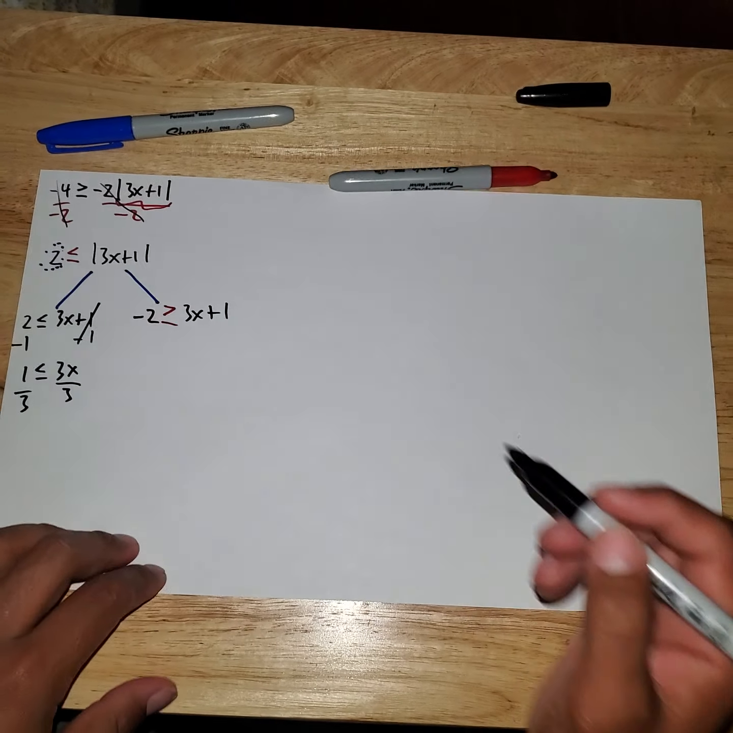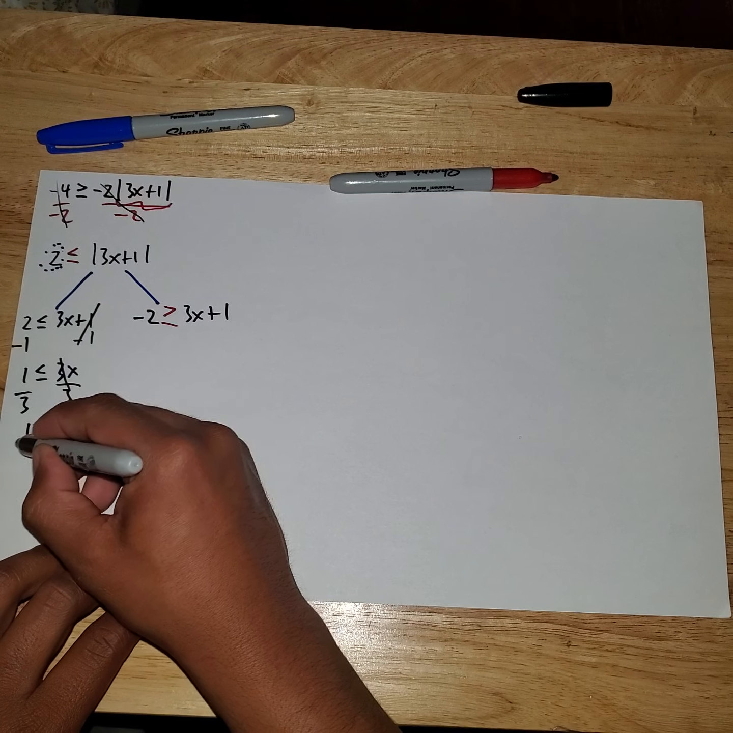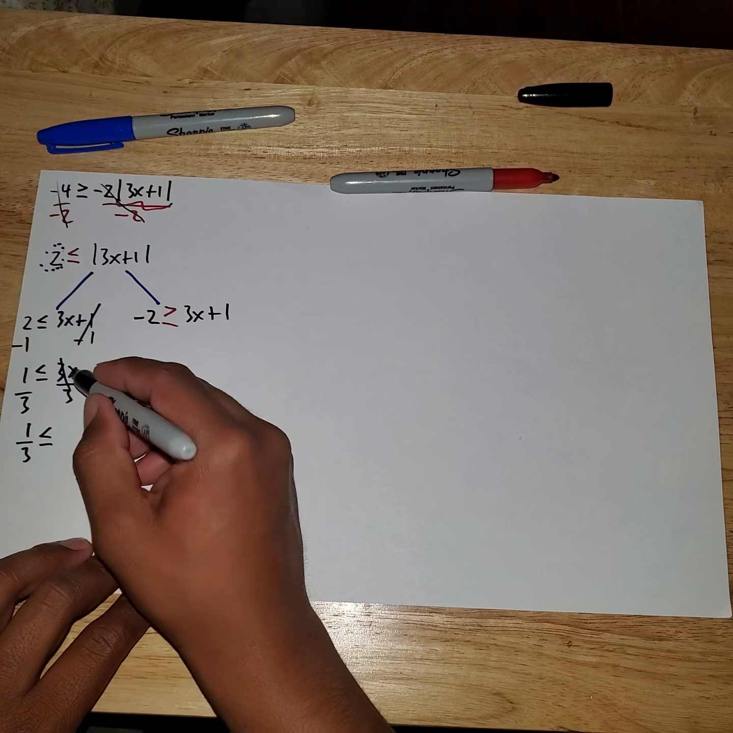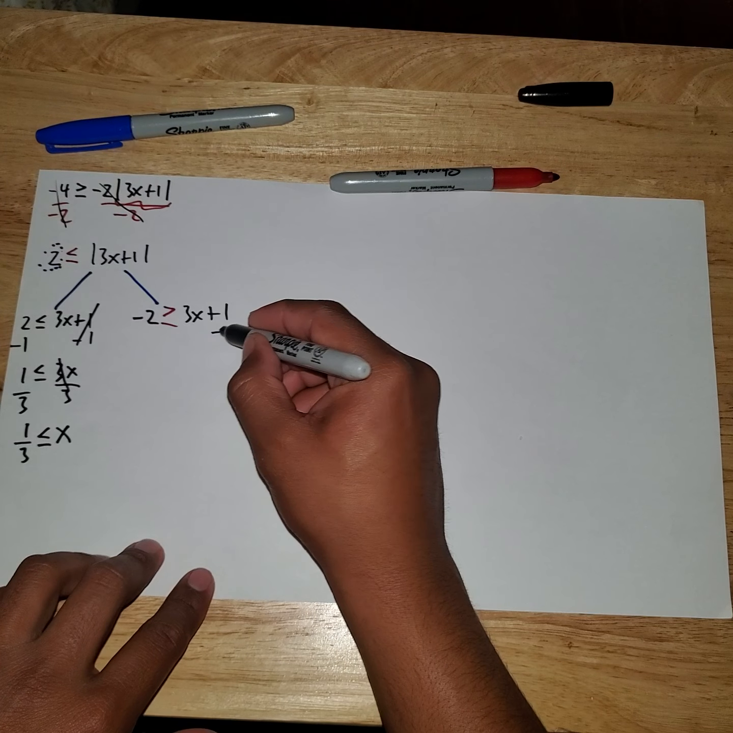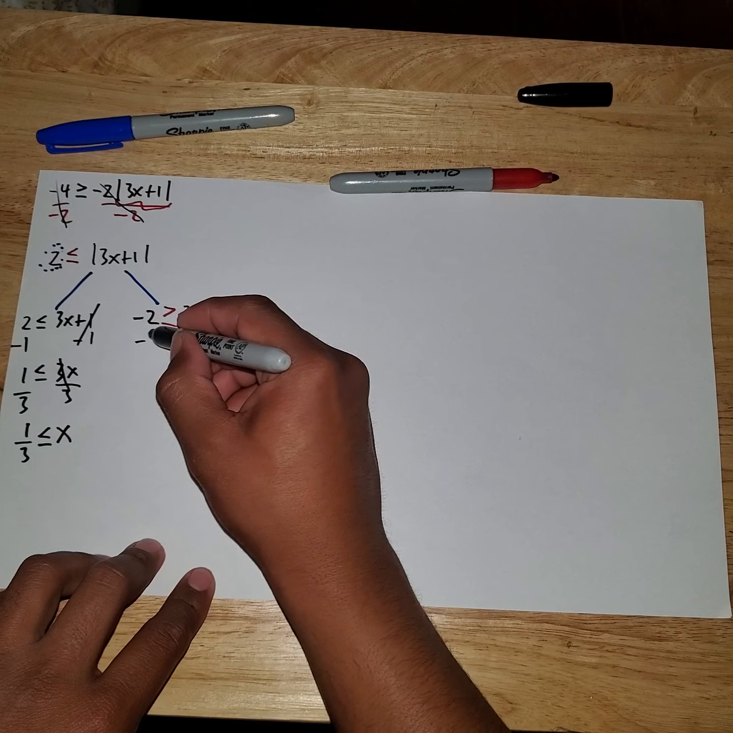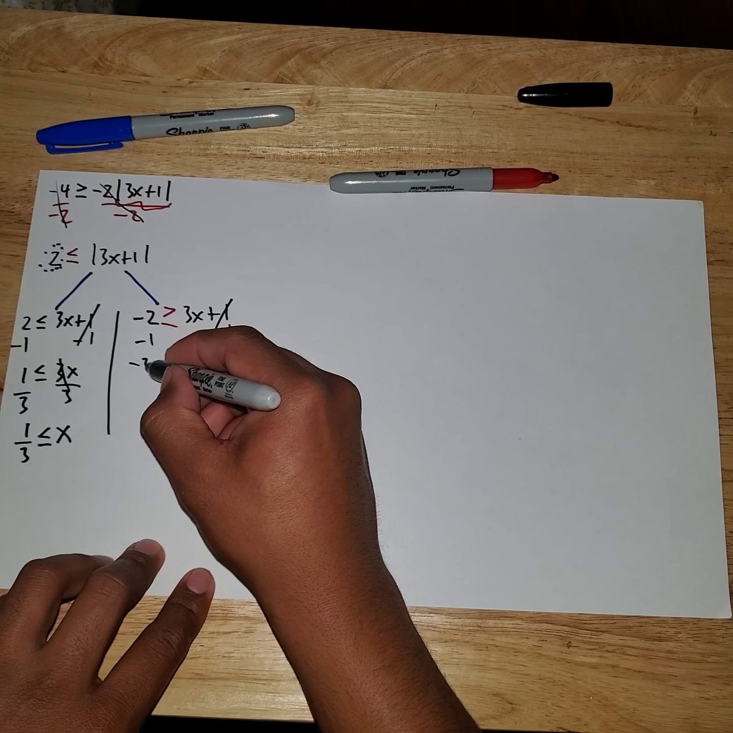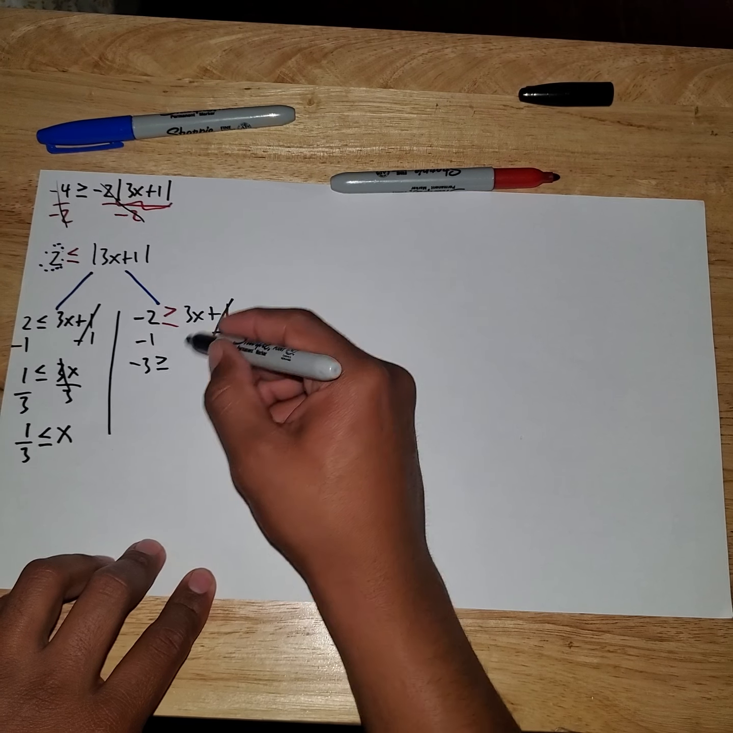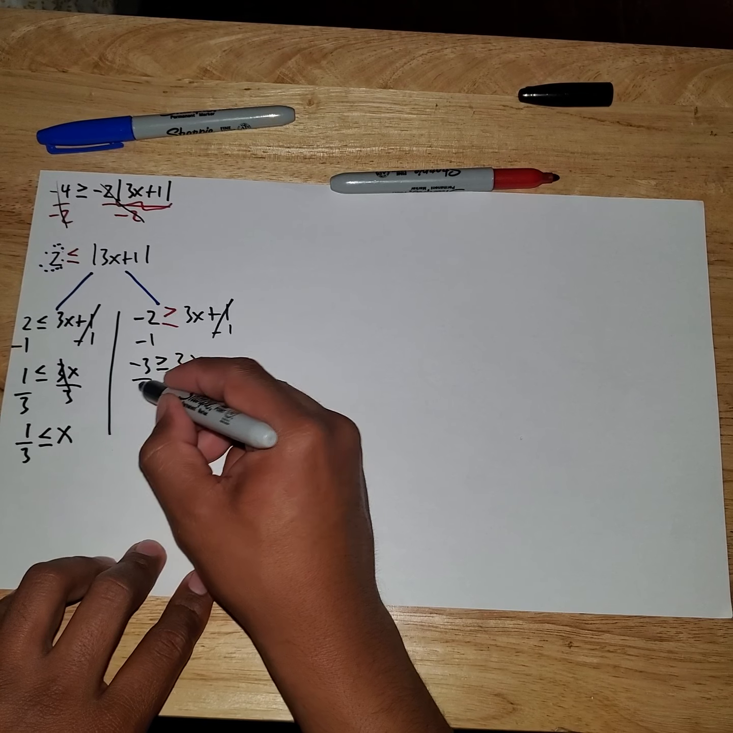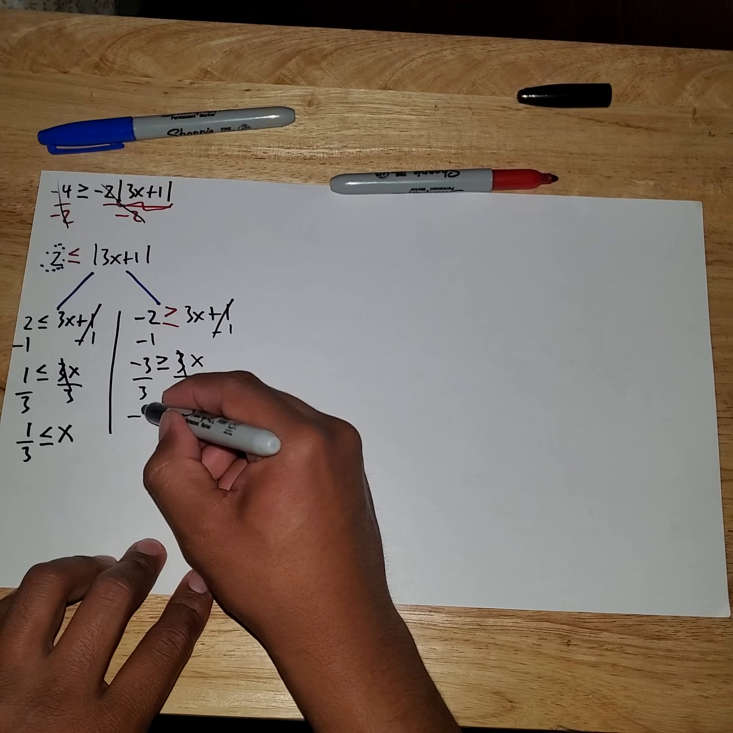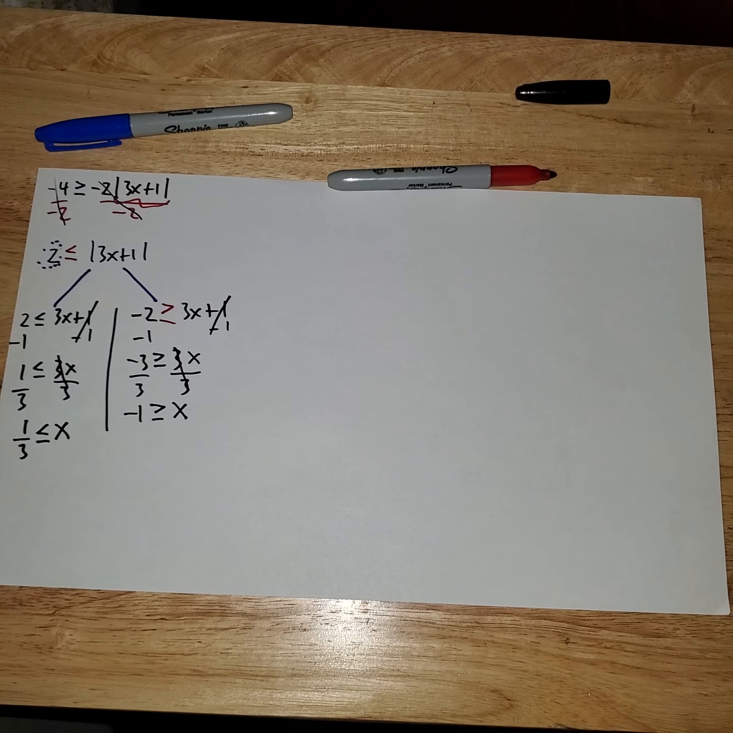Again, dividing, all that's fine. As long as it's not a negative, there's nothing you need to do. That means 1/3 is less than or equal to x. Now we go on this side, we subtract by 1. Subtract by 1. That gives us -3 is greater than or equal to 3x. Same as before, we divide by 3. That gives us -1 is greater than or equal to x.